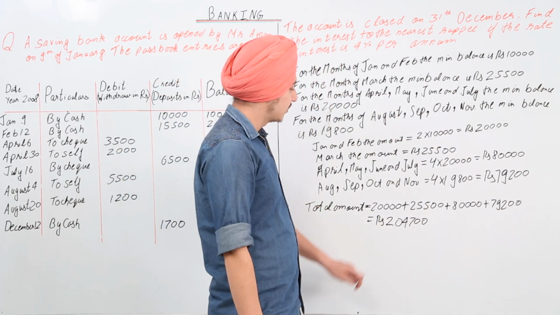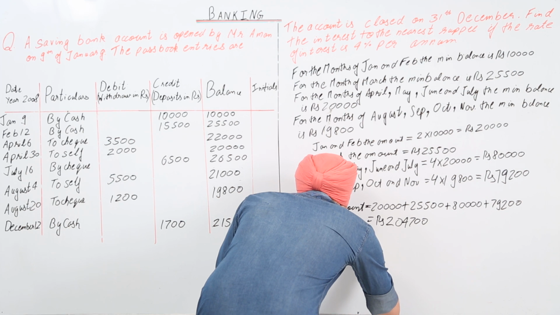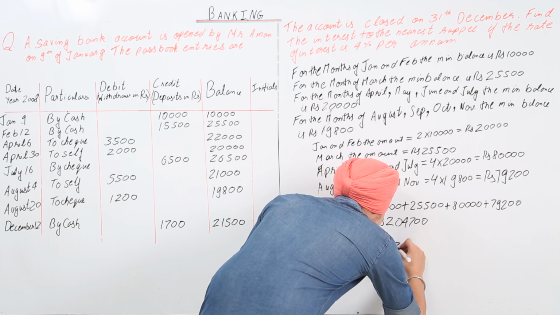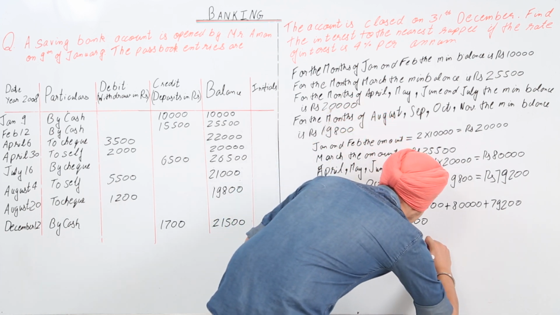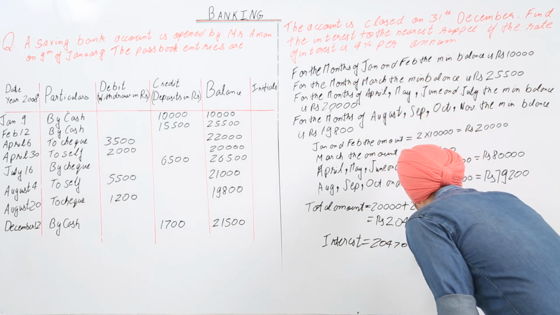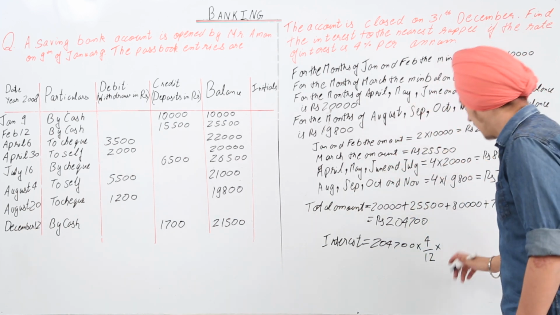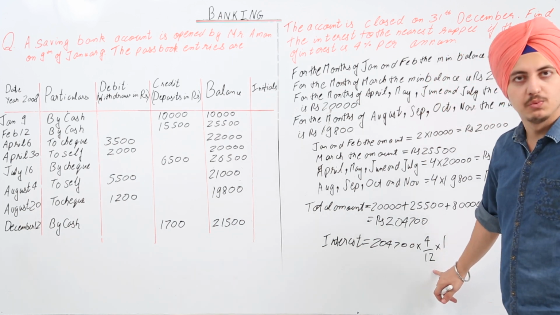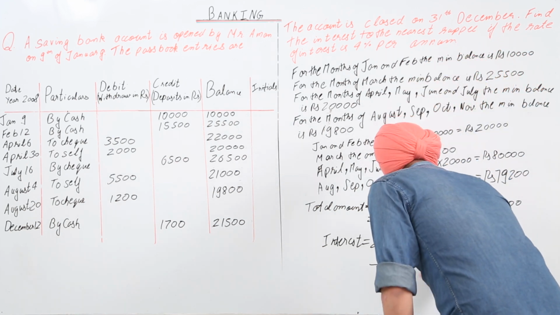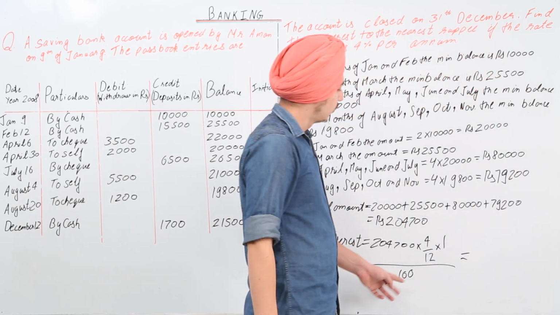Now how do we calculate the interest? We all know the formula. The interest is equal to 2,04,700. This is the principal, into the rate. We have to multiply this with the rate. Rate is 4 divided by 12, into the time. So the time is 1, because we've already divided the rate by 12. So this is equal to 4 into 1 by 12 actually, and we have to divide this by 100.